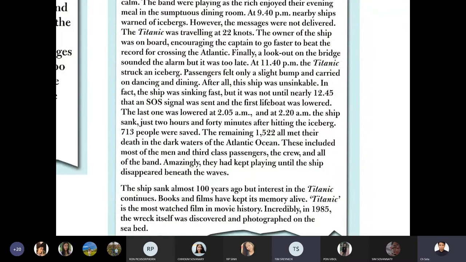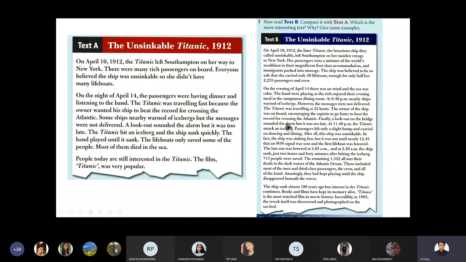All right, thank you very much. I think you may have some difficult words here, but they are only adjectives. And I just want you to compare text A and text B. The titles are the same, the unsinkable Titanic 1912, and the same thing. Which one is more interesting? Can anyone give me the answer, please? Be confident and brave to talk and to give the answer.